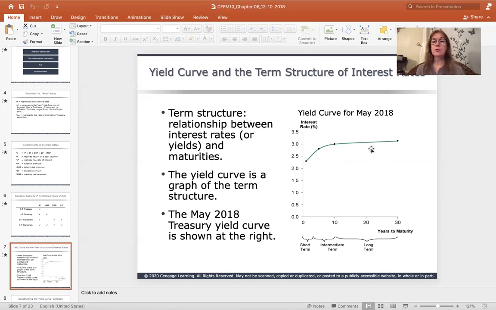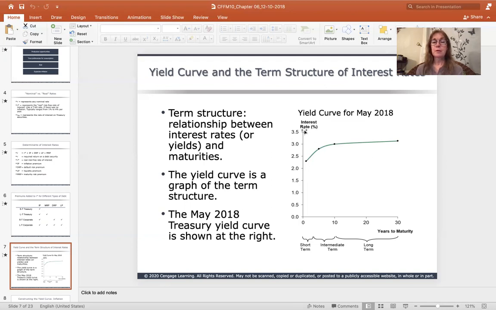So you see here, this is from 2018, a 20-year treasury was paying around 3%, whereas if you bought a 1-year treasury, you could get about 2.25%. So this is called a normal yield curve because it's upward sloping. Now, occasionally you can see what's called an inverted yield curve, where it goes like this.